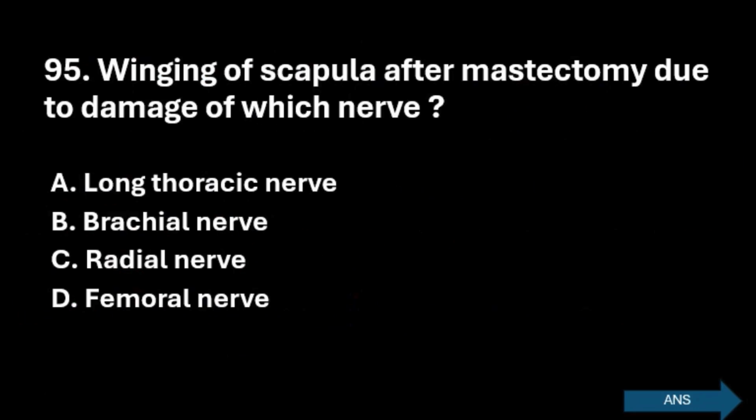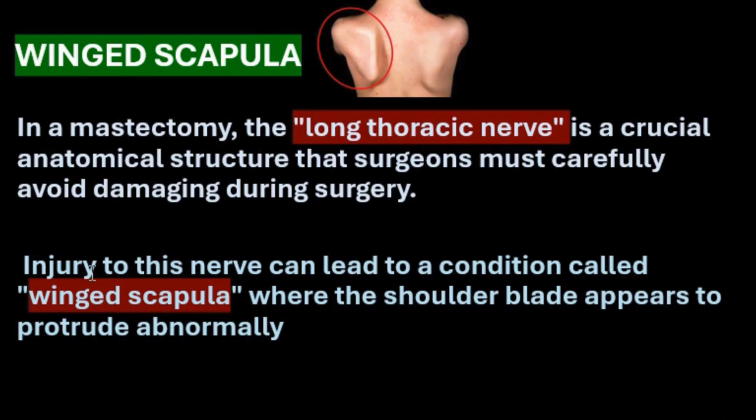Next question. Winging of scapula after mastectomy is due to damage of which nerve? Option A, long thoracic nerve. Option B, brachial nerve. Option C, radial nerve. Option D, femoral nerve. The right answer is long thoracic nerve.